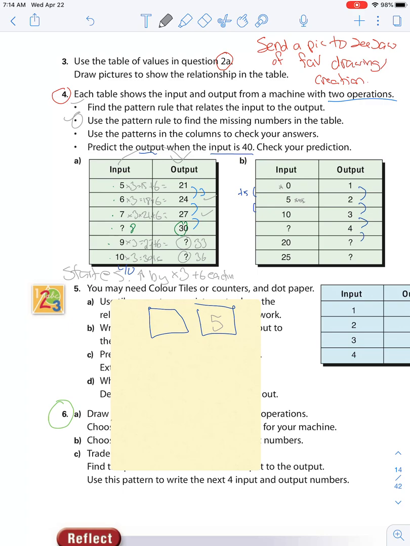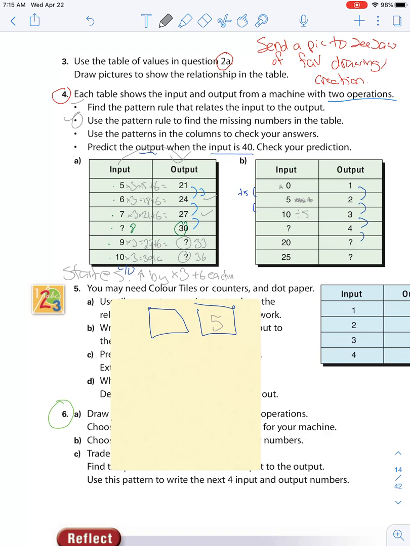Let's see. What if I did plus something first? Maybe I did plus, times, minus, let's see, plus by, what could it be? Plus, or even divide by 5.